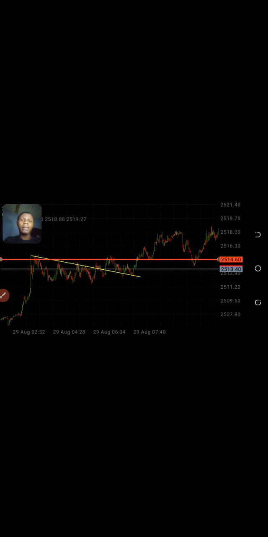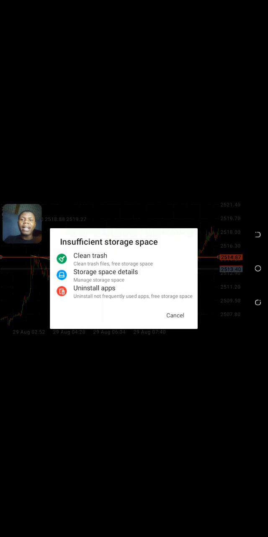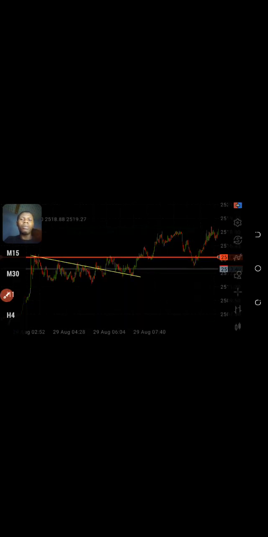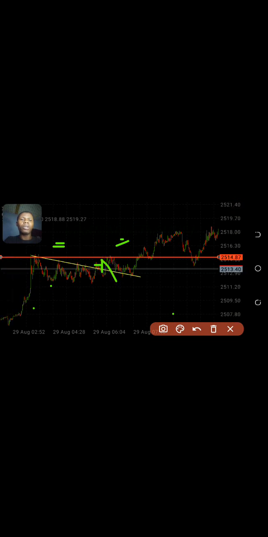Okay, so this was taken, but not completely, but it simply means that there was a breakout from this range here. There was a breakout of this range here. Okay, so price went up and actually came back down here for us to take price to the upside.